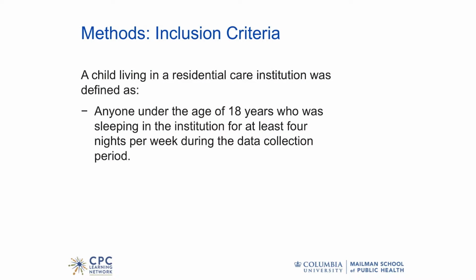And then we also defined what a child living in a residential care institution was. We said that they were anyone who was under the age of 18 who was sleeping in the institution at least 4 nights per week during data collection. And that means, as some of you are probably thinking, we didn't count young adults over 18, but we did count children who lived in institutions during the week, but might have gone home to their families over the weekend. And again, we came to consensus with the technical working group that this was an appropriate place to draw our line.